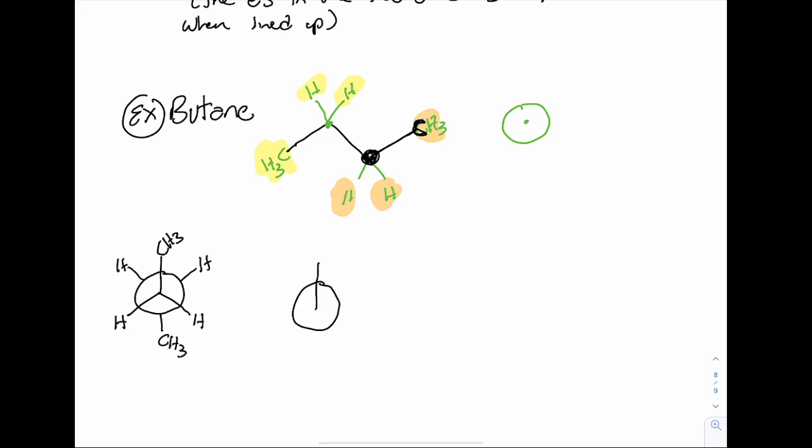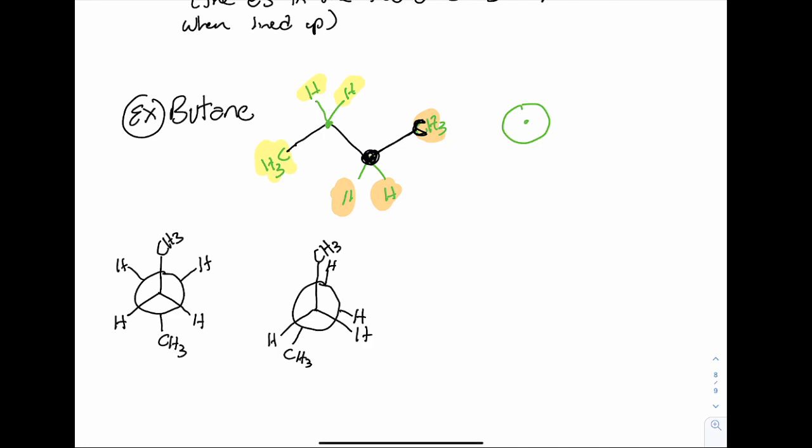So again, I'm keeping the front one the same. I'm just going to put those groups on there. Make sure you bond it to the carbon and not the hydrogens. And now I have an eclipsed one. So this methyl group came over here, again bonded to the carbon, hydrogens over here, and then hydrogens over there.